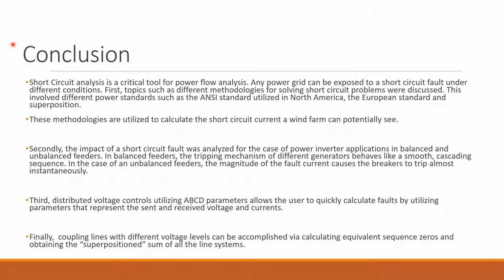I hope everyone has appreciated and enjoyed this presentation. It's a lot of material, but it shows you that there are many different applications that can be implemented for calculating short circuit currents.